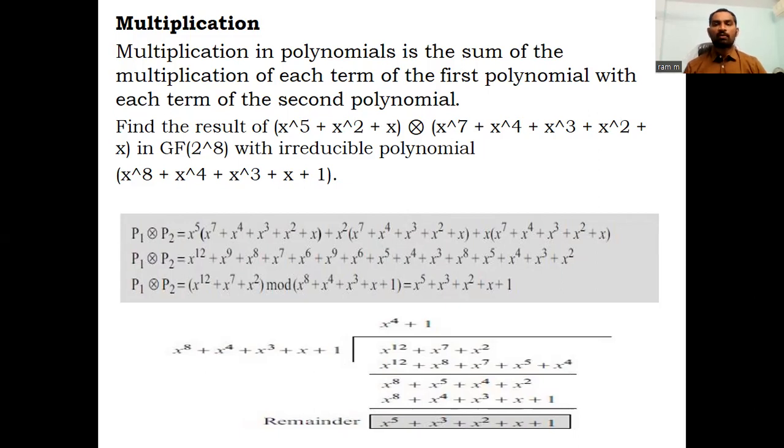So we have seen the properties of polynomials. When you represent the polynomials, it will be in the form of coefficients and powers. Then we can apply two operations on the polynomials, addition and multiplication. That's what we have covered in this lecture.